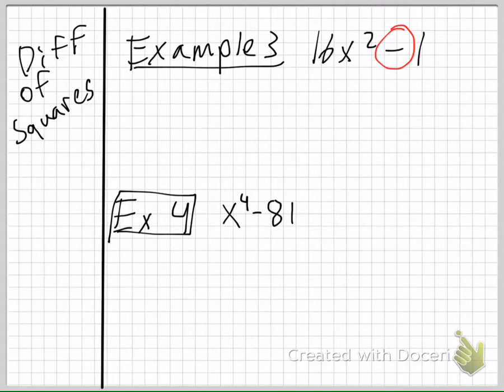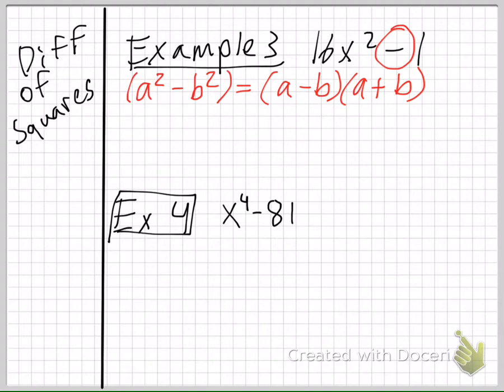Well, remember, difference of squares says that a squared minus b squared is equal to a minus b, a plus b. So what would my a be in this case? Well, let's think about it. 16. Is 16 a perfect square? The answer is yes, right? The square root of 16 is equal to 4. So that is actually a perfect square right there.